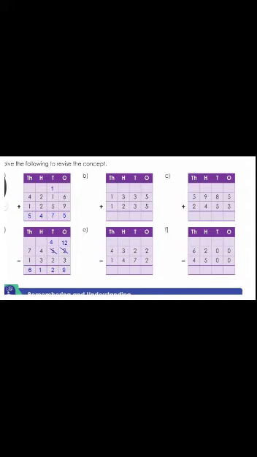So 5 plus 1 is 6 and 6 plus 1 is 7. Then in the 100 place, 2 plus 2, 4. And last thousands place is 4 plus 1, that is 5. So your answer is 5,475. Now the one below it, the subtraction one.